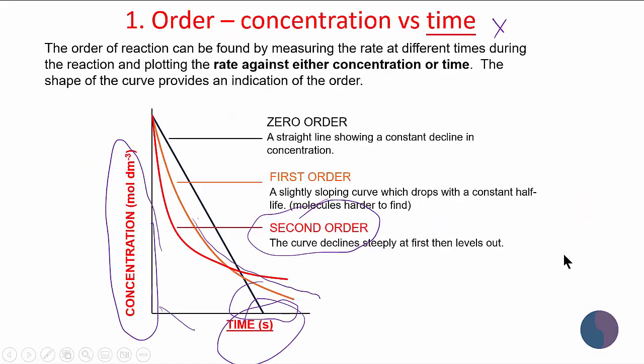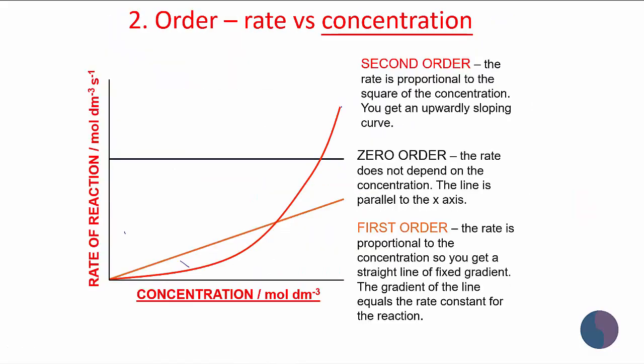Then you'll have zero order if there's no change. So it doesn't matter what you do to concentration, the reaction rate doesn't change. And then this will be first order if it's a straight line. And then once you get to these curves, what you then do is you tell Excel to plot an exponential line.